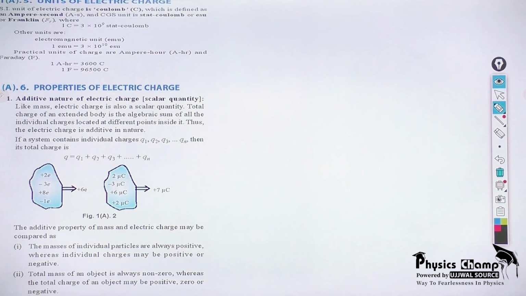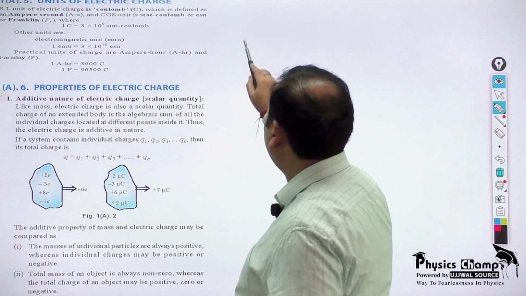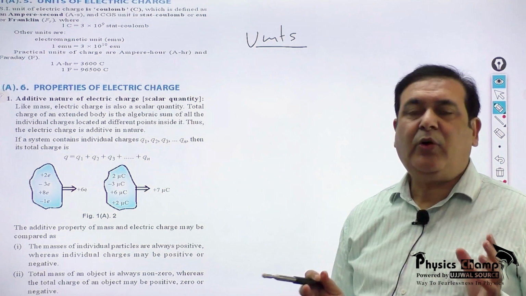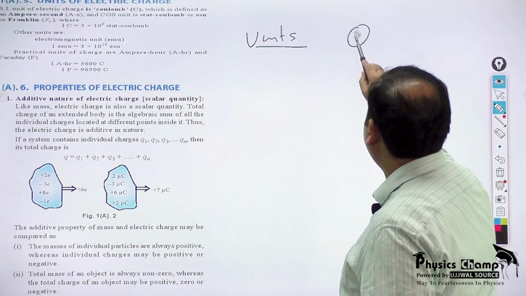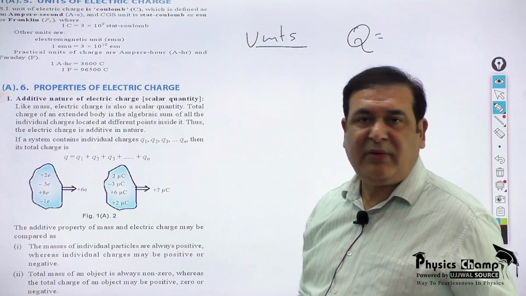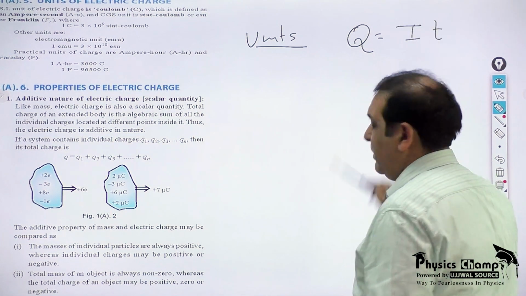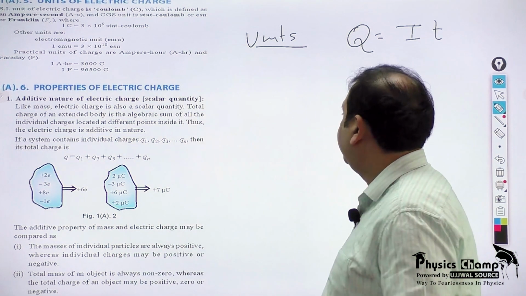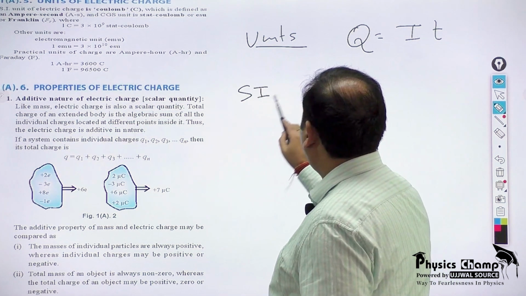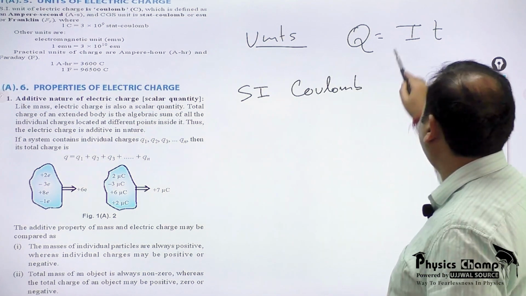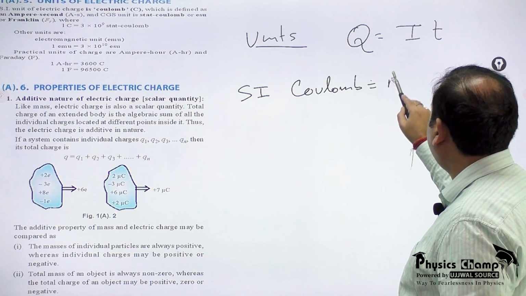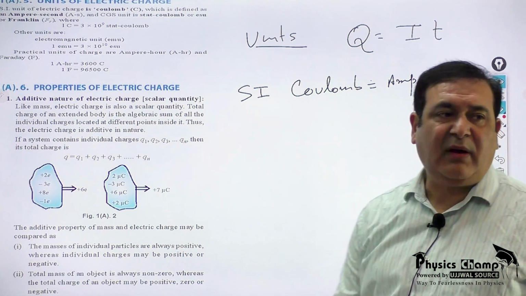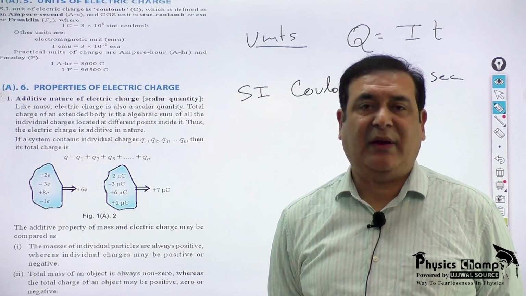So now we talk about the units of electric charge, how to actually measure electric charge. The electric charge is represented by Q, and there is a basic relation we should keep in mind: Q equals current into time. I represents current, t represents time, and Q represents electric charge. The SI unit of electric charge is coulomb, and from this we can also say it is ampere second.